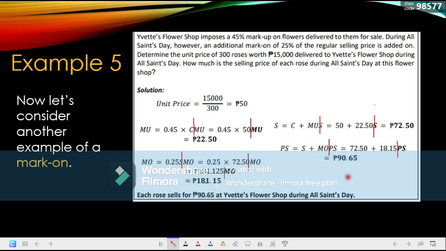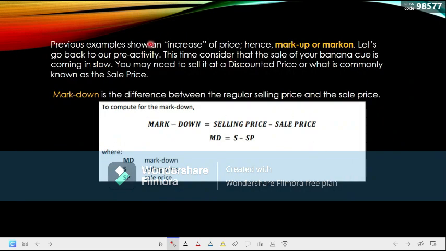Now let us proceed. Previous examples show an increase of price, hence mark-up or mark-on. Now let us go back to our pre-activity. This time, consider that the sale of your banana cue is coming in slow. You may need to sell it at a discounted price, or what is commonly known as the sale price. So now we will encounter the word markdown.